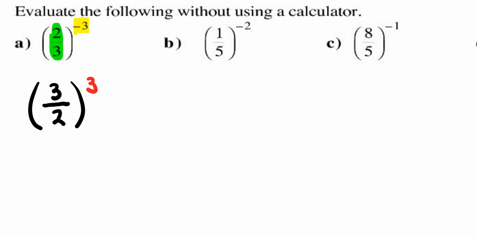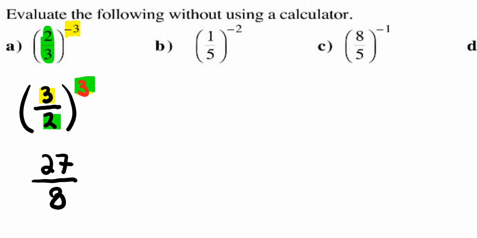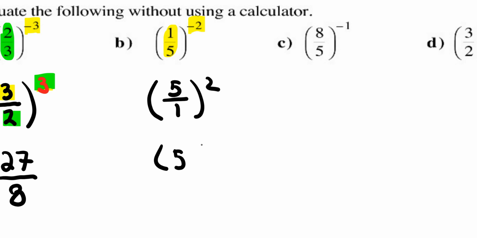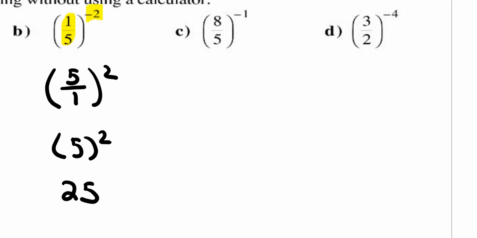Okay, and now we have to evaluate this, right? So 3 to the power 3, that's going to be 27, right? 3 times 3 times 3 is 27. And then 2 to the power 3 is going to be 8. So 27 over 8. All right, let's move on to letter B now. Okay, so I have a negative power, but there's a fraction, so we flip it. So this will be 5 divided by 1 to the power of 2. And 5 divided by 1 is just 5. And 5 to the power 2 is going to be 25. So there we go, a very quick one there.